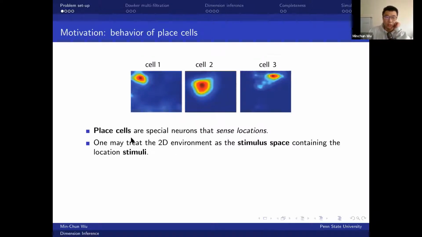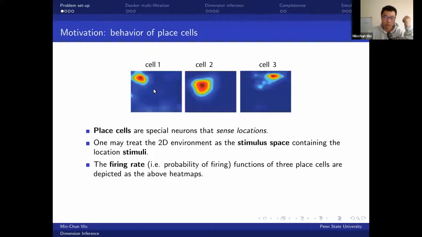They discovered that one may treat the 2D environment, the rectangle you see here, as a stimulus space containing the location stimuli. For place cells, one can treat each location in the environment as a stimulus, stimulating the behavior of the neuron. The color here records the firing rate of the different place cells. Firing rate is the probability of firing.